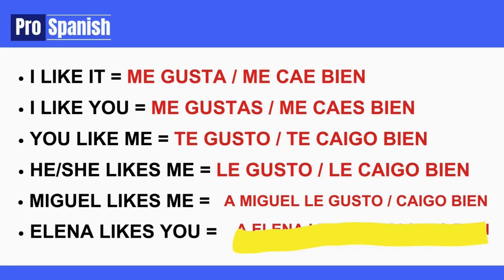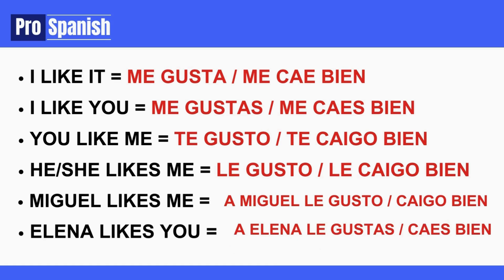And let's have a final one here. Elena likes you. So we'd have to have, as above, a Elena le, so the first part exactly the same, a Elena le gustas. So you are pleasing to Elena.